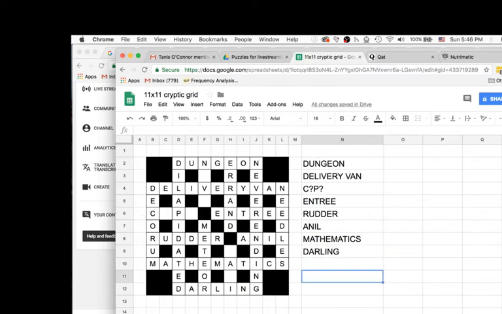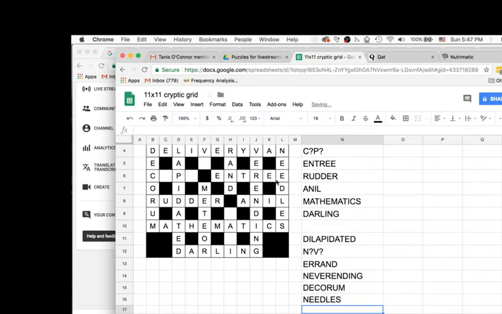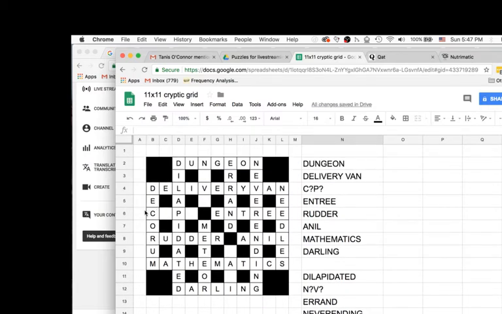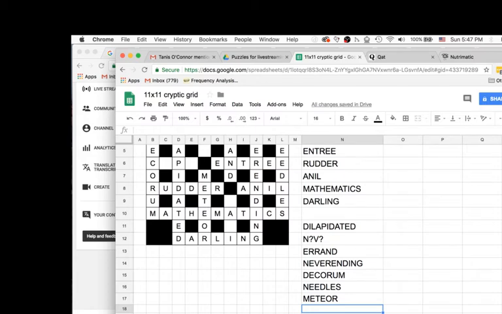And I'll worry about the across versus down distinction when I get to it, but not yet. So one down is going to be dilapidated, then NV, errand, never ending. Oh, I hadn't noticed that we have two NVs there, so I'll need to be careful about what the four-letter word is so that it's not too similar. But NEVE on its own is a name. I'm not going to use Nev. Never ending, then we have decorum, needles, then going down further, we have meteor and blank A, blank I.